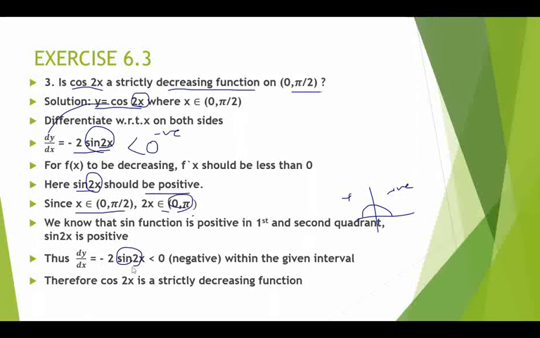Therefore, the minus sign is retained. So dy by dx is less than 0. Less than 0 means negative. Thus, cos 2x is a decreasing function.